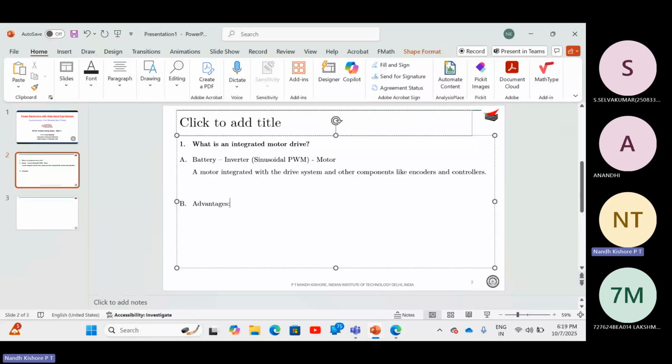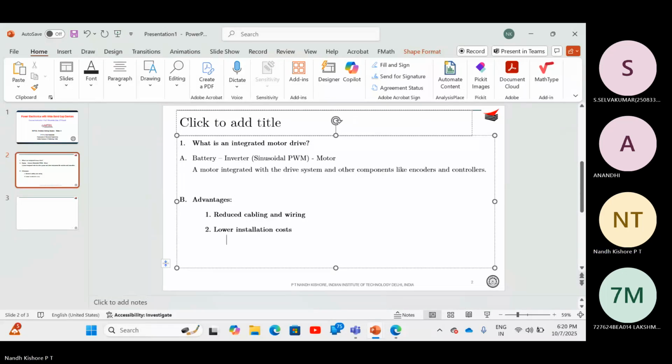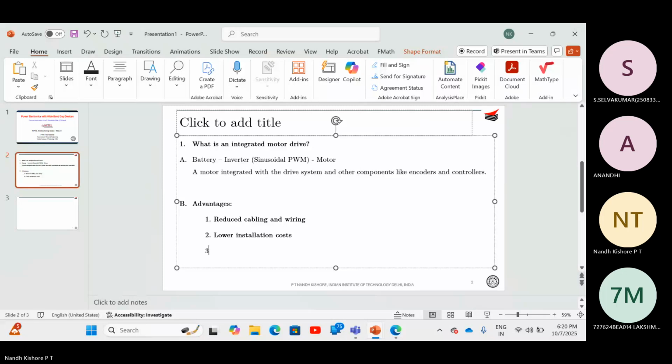The advantages would be: one, reduced cabling and wiring; two, lower installation costs; and three, space saving capability.